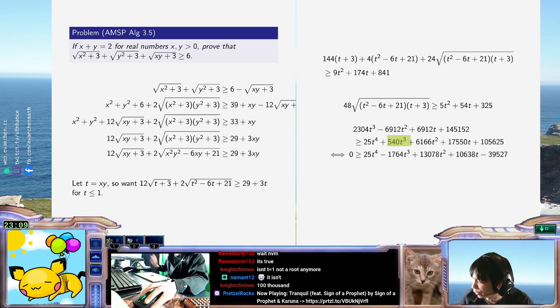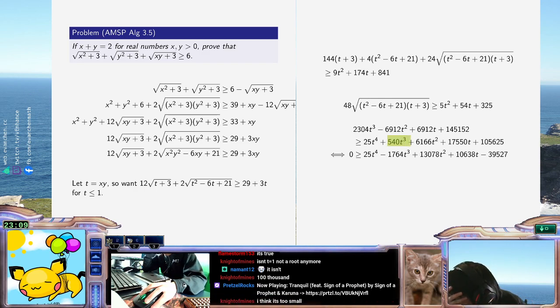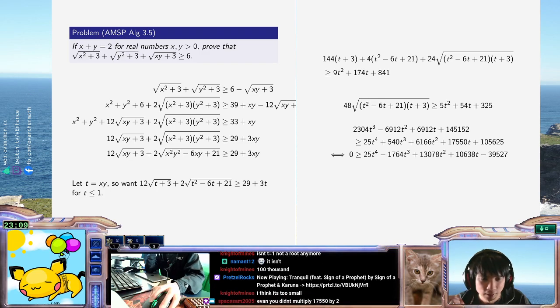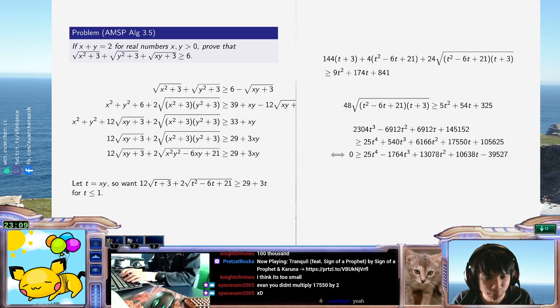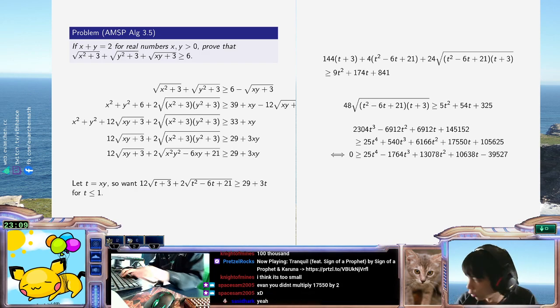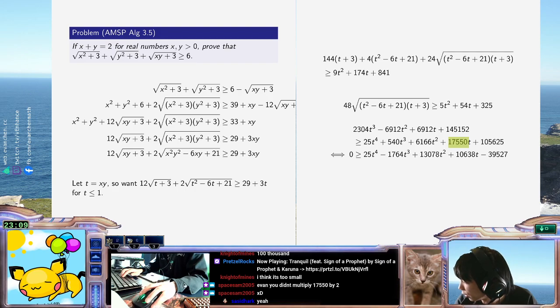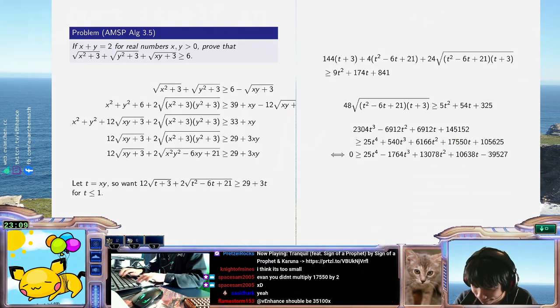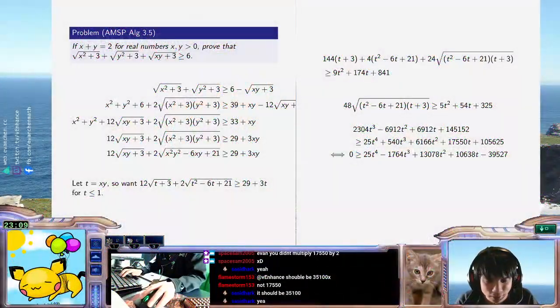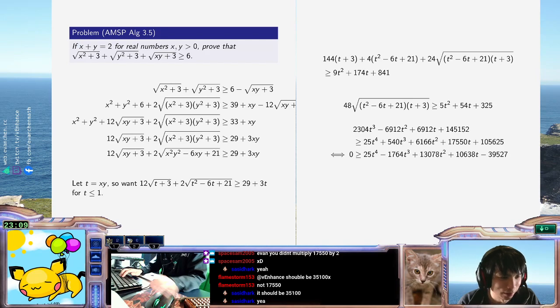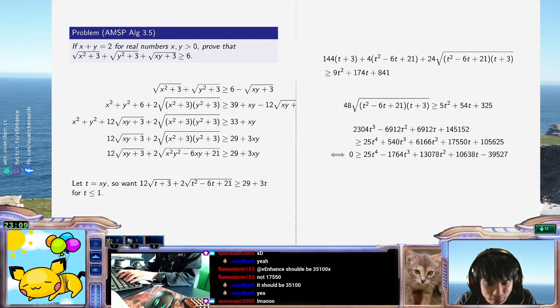This is why I didn't want to square both sides, because I don't trust myself to do this sort of thing anymore. Well, what did I mess up? Like, didn't I multiply 17,750 by 2? You didn't multiply 7,750 by 2. Oh, are you serious? God. This is why, okay. At least it wasn't arithmetic there. I was like, I should double check all the arithmetic. Okay.